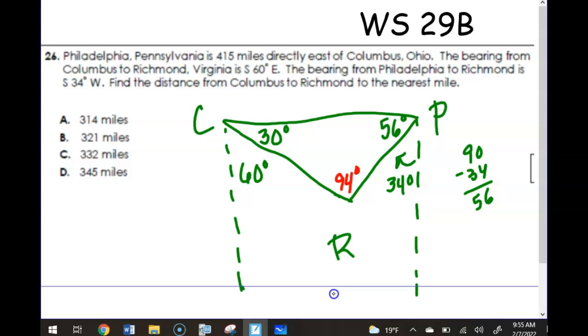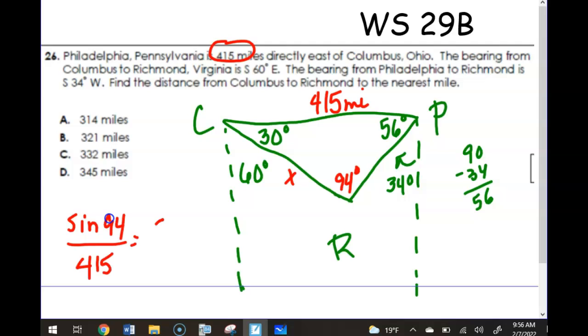Find the distance from Columbus to Richmond. So I want Columbus to Richmond, that's this side right here. I think I'm missing a number on my triangle. Anybody see what it was? Yeah, there was a 415 they told us here. So the sine of what, guys? Sine of 94 is across from 415 in the same way that the sine of 56 is across from x.